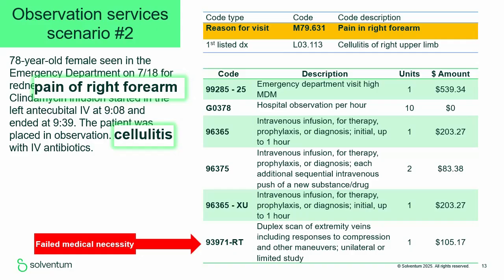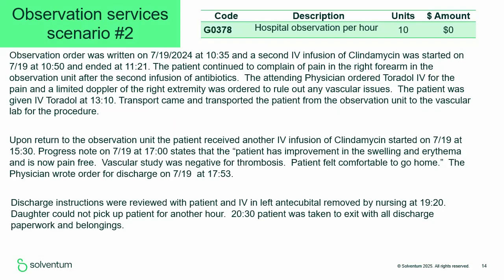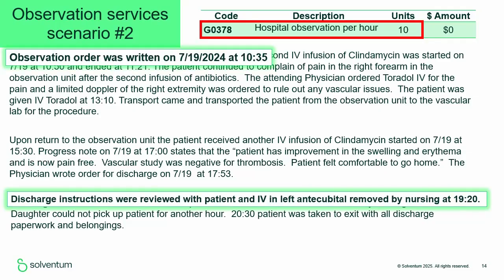So let's talk about the observation hours next. Who calculates your observation hours at your organization? In this scenario, we do have 10 hours of observation reported. Now, looking at the documentation, the observation order was written at 10:35 and the discharge order was documented at 19:20 with the nurse reviewing discharge instructions with the patient. So let's do a little math here. If the order was written at 10:35 and discharge at 19:20, that's 8 hours and 45 minutes. That is not 10 hours.